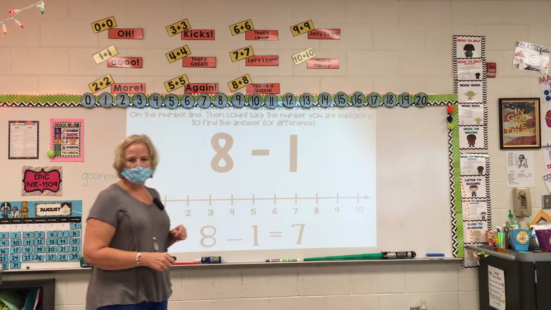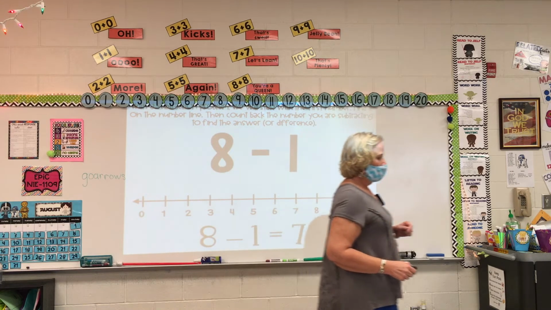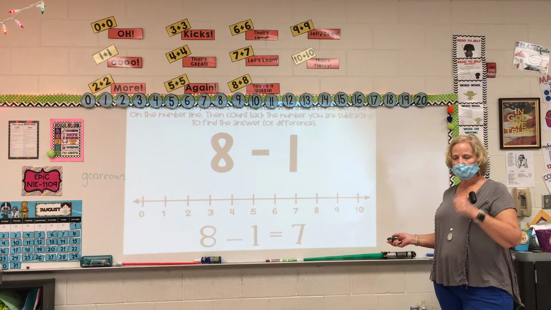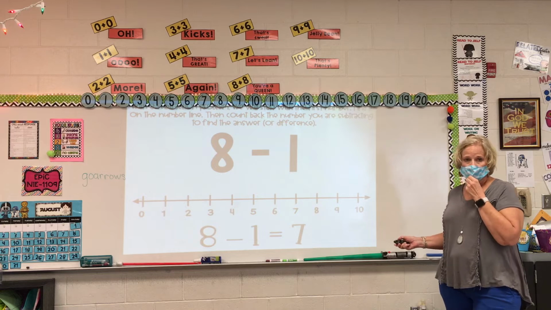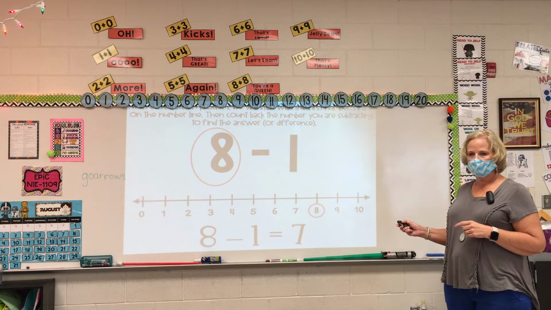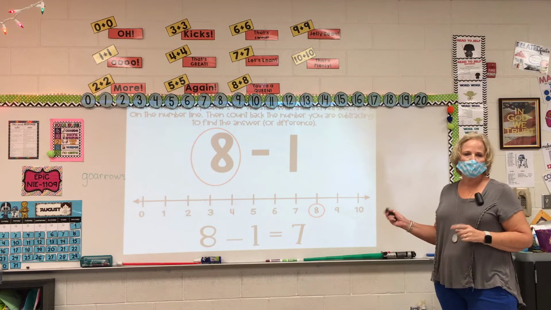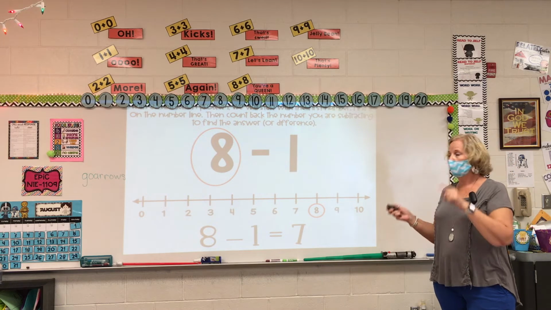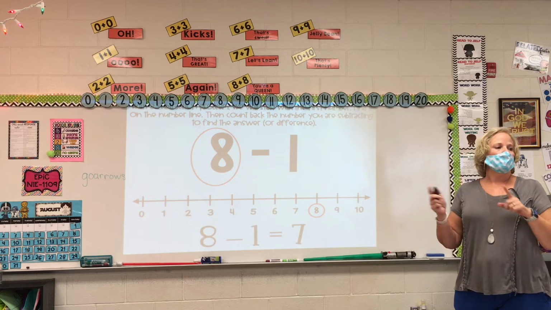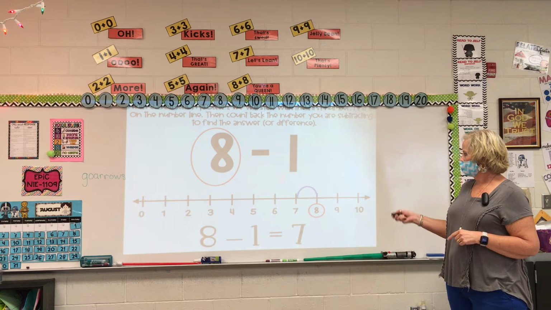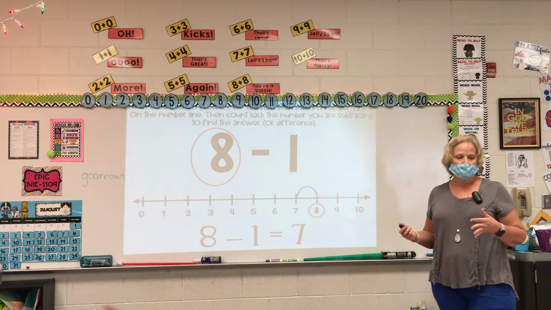All right, let's look at 8 minus 1. What number will we start with on our number line? 8. We're going to start with our 8. Very good. So we would circle the 8 or put the 8 in your head, trying to think about it. How many are we going to go backwards? 1, because it says 8 minus 1. So 8 minus 1, I'm going to go back 1, gives me 7.